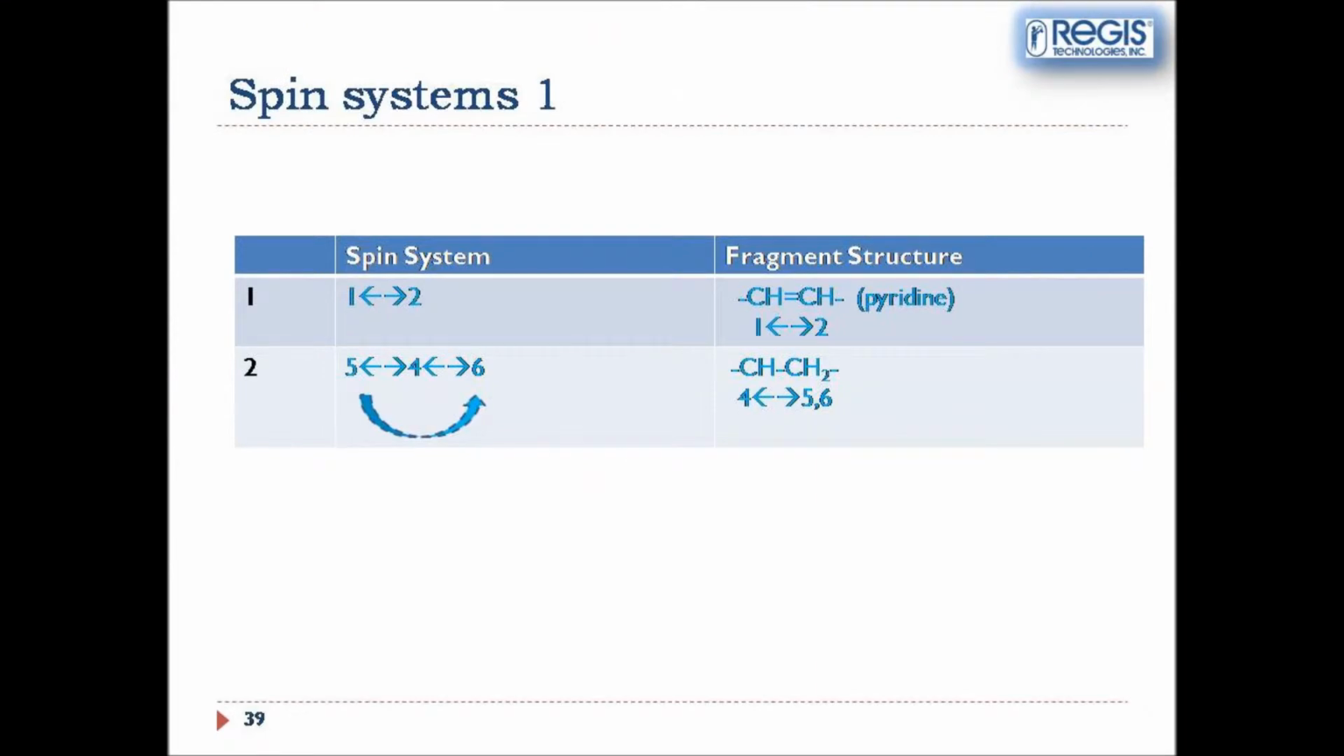Moving forward, we can construct those spin systems. Spin system of protons 1 and 2, which is part of the pyridine ring. And the pyridine ring, again, because we know that the starting material had a pyridine ring, we have this conclusion and use it to reconstruct our fragment structure. More complicated is 4, 5, and 6 spin system, but it still gives us a relatively simple fragment structure.